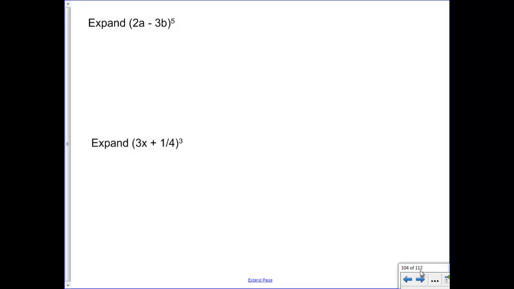Okay, so now let's start throwing in some challenging ones. Okay, so here's how I do this then. The first one is going to be (2a) to the 5, all in brackets. Then you're going to need (2a) to the 4 with (-3b) to the 1.